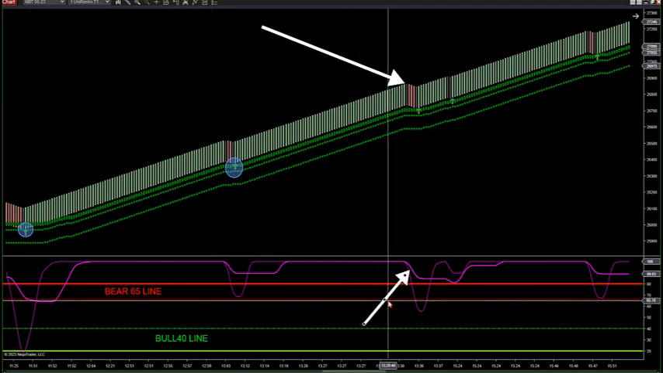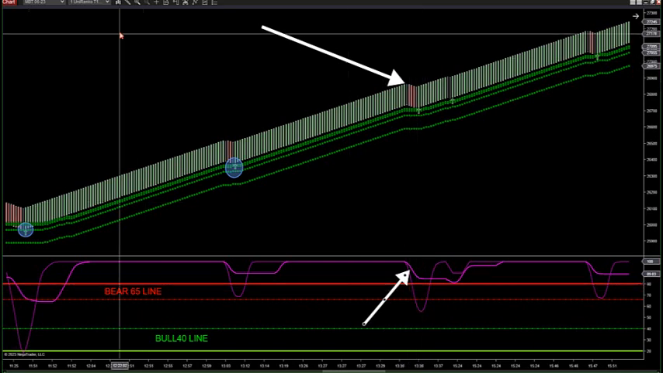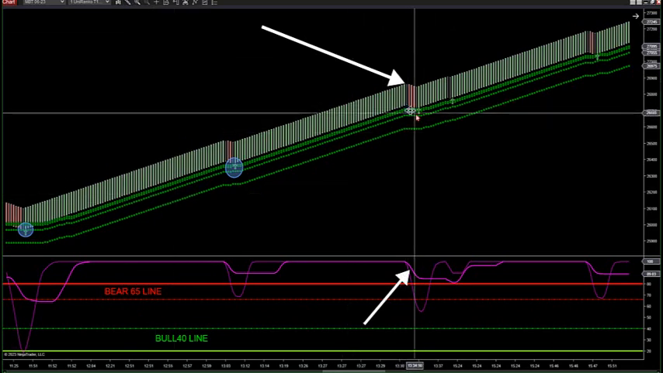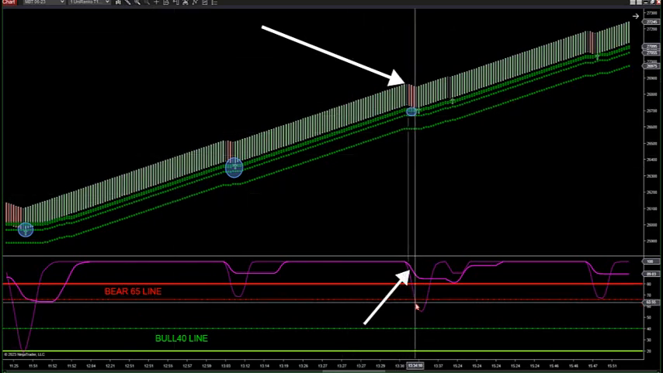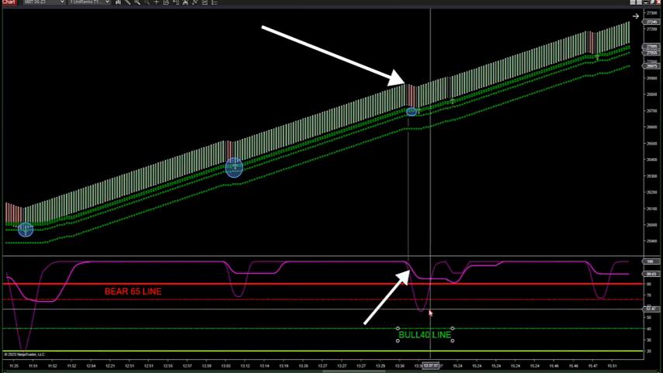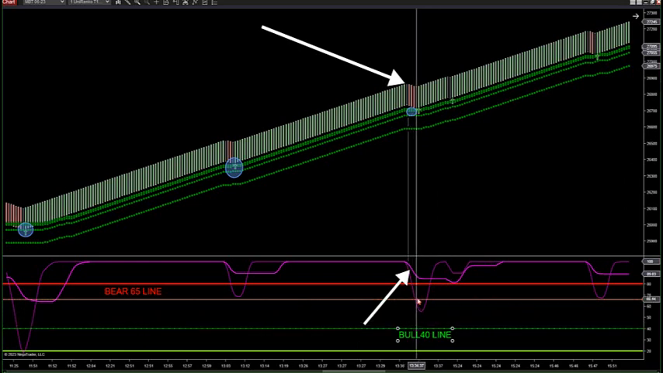Retracement starts coming in. Your 21, your larger signal line, is staying above 80, which is very bullish. Now I got to hold my shallow retracement. I hold my shallow retracement. Now I want to hold my secondary signal line above my 40 bull line. It's holding above it. As it retraces, watch your signal lines.